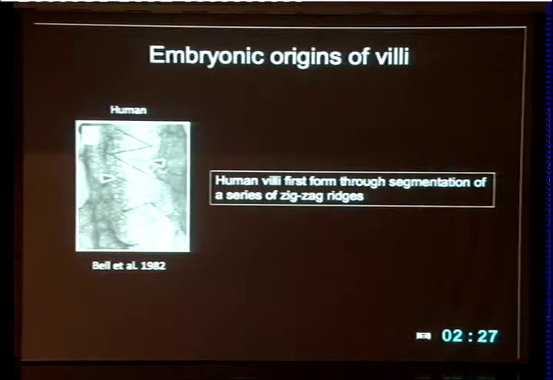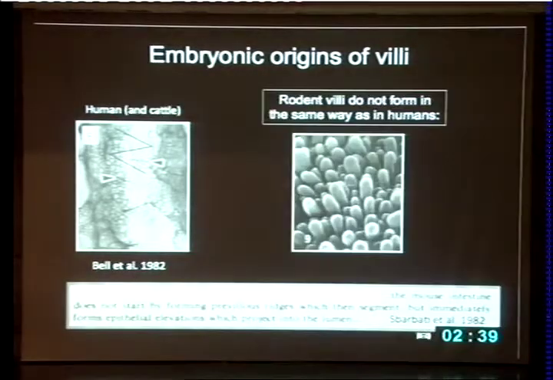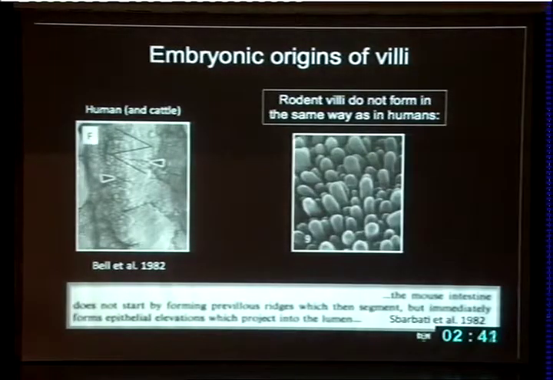Now, interestingly, and I'll come back to this, similar to what Alan talked about in the last talk, there's a seeming exception that we're going to have to address and show really isn't an exception, and that is that according to the literature, that's not the way rodents do it. That is the way humans do it. Cattle and various other mammals form villi by forming zigzagged ridges that then segment. Birds do it the same way, as I'll show in the next slide. But rodents are the outliers.